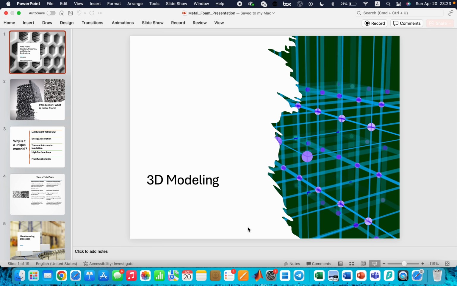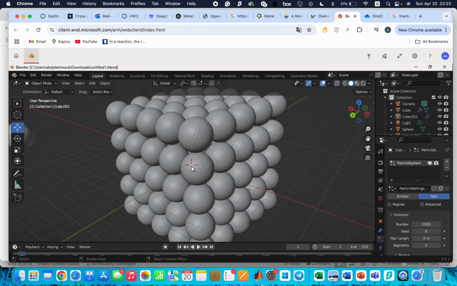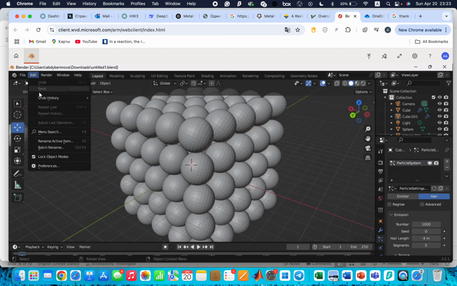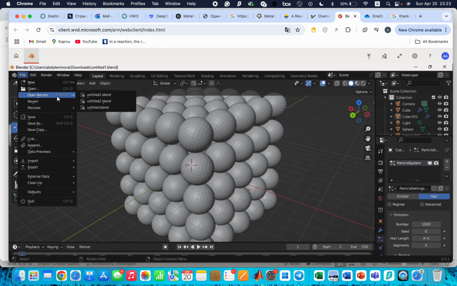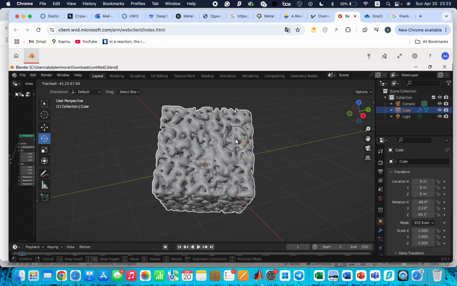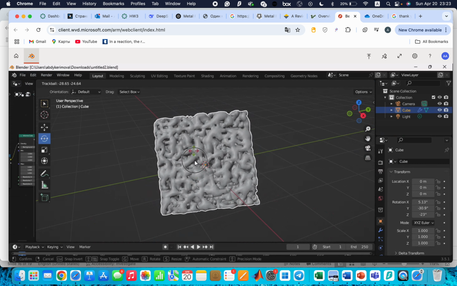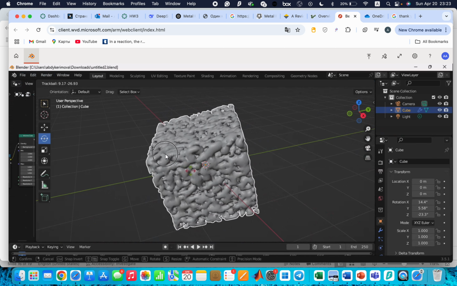As we go to 3D modeling, this is the structure of the metal, and a combination of these metallic structures creates a metal foam. So they create this kind of metal foam, which consists of pores, which are of different sizes, but they can be of the same sizes too.